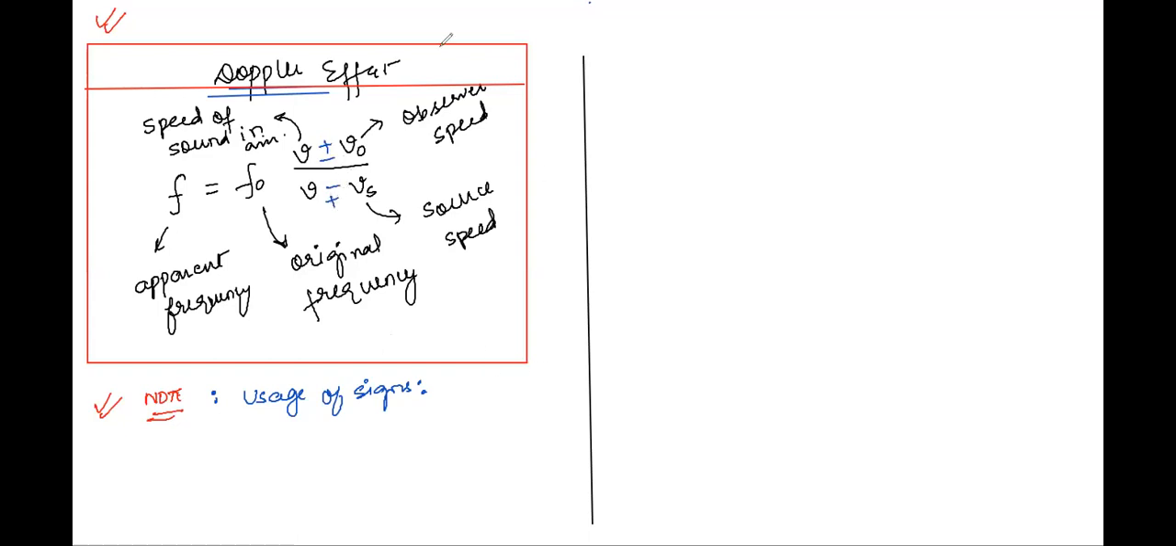So when both are moving away from each other or one is moving away from the other, in that scenario the apparent frequency should decrease. This is condition one. Accordingly, you will put the sign of plus or minus. So let's say scenario number one, or case number one, according to this rule. Let's say this is the observer, and here is the source. And the source is moving away from the observer.